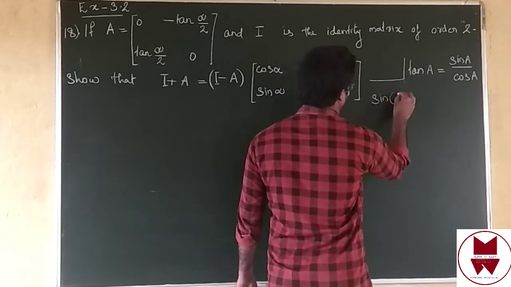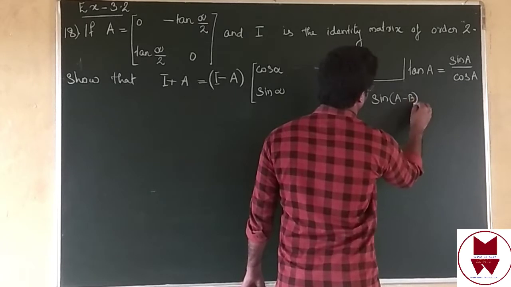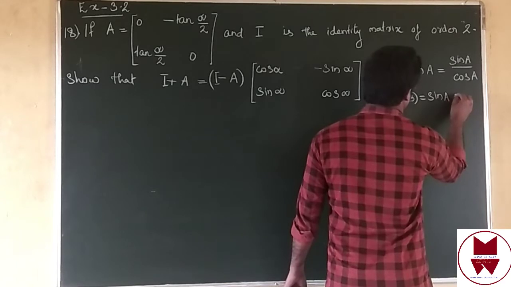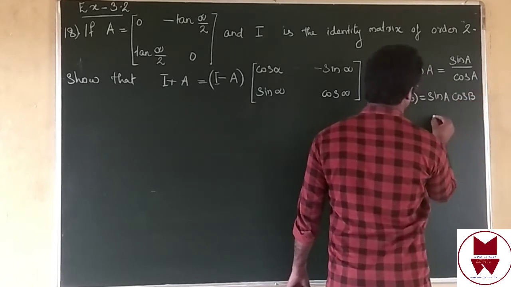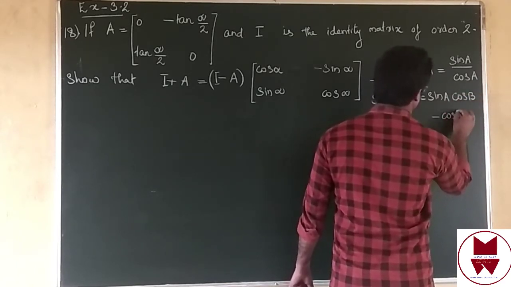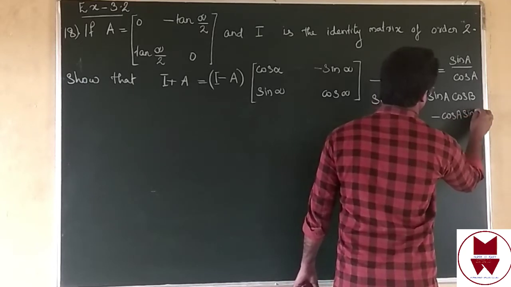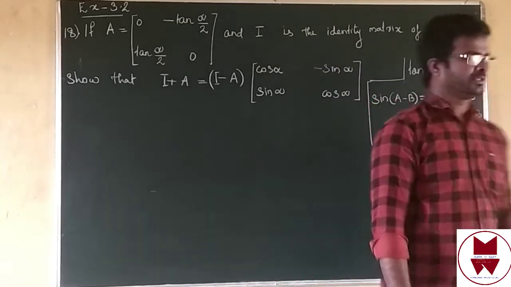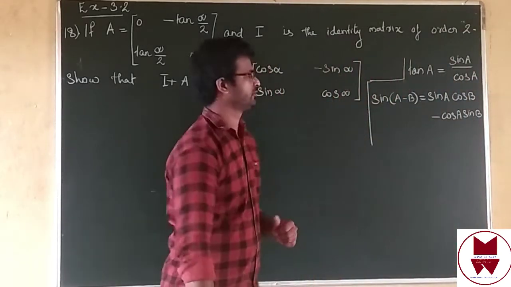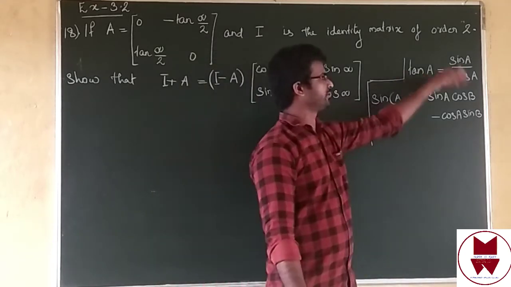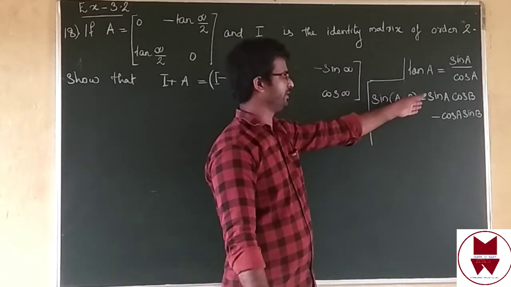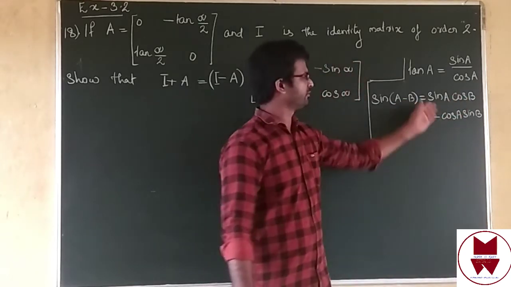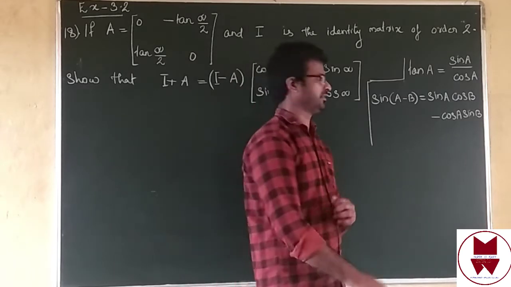sin(A minus B) equal to sin A cos B minus cos A sin B. This is the second formula. These two formulas we will use in solving this problem. First, tan A equal to sin A by cos A, then sin(A minus B) equal to sin A cos B minus cos A sin B. This formula we studied last year in class 11.